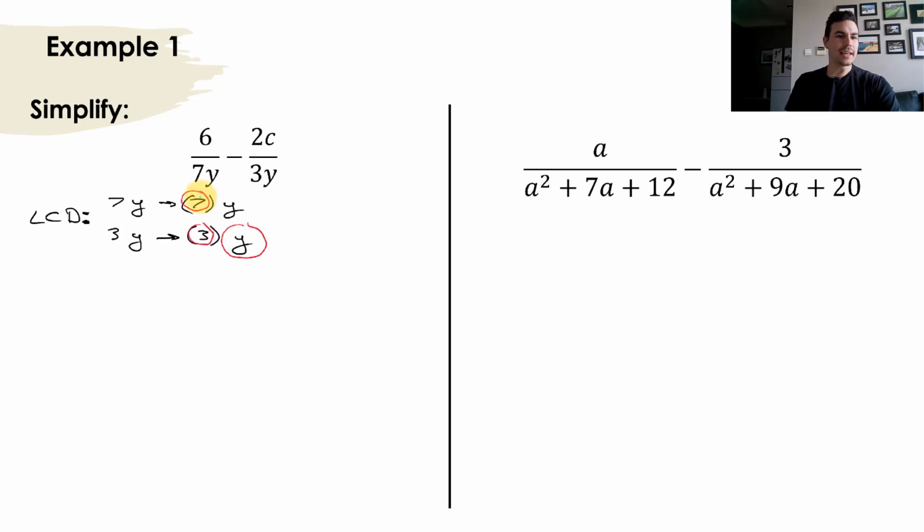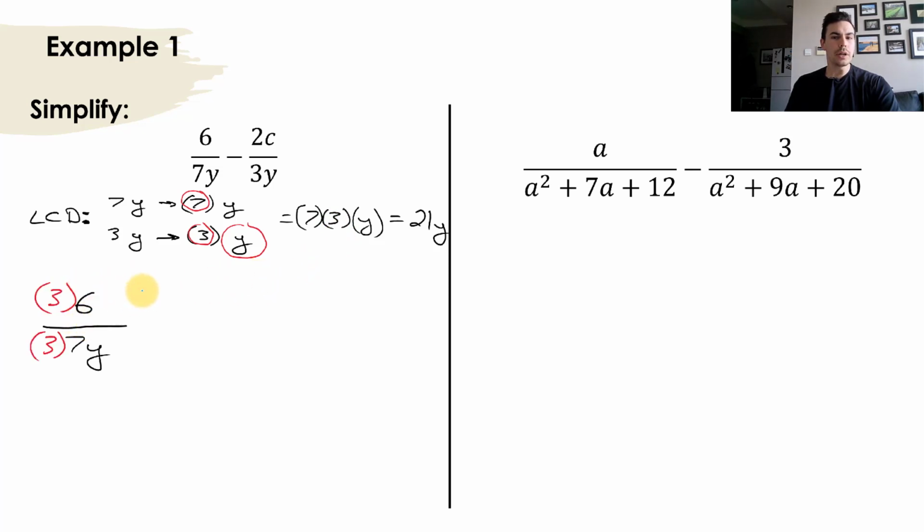So we're going to take the 7, the 3, and the y here. And let's see, my least common denominator would be 7 times 3 times y, which is going to equal 21y. So now let's take a look at my first term here. We've got 6 over 7y. What are we missing from this denominator to get the least common denominator? Well, we're missing this 3, right? So we'll multiply by 3 over 3.